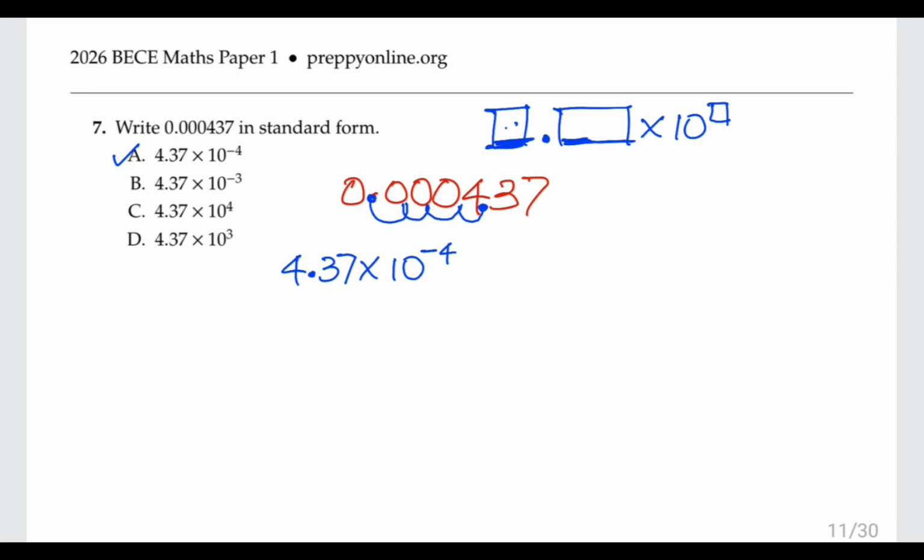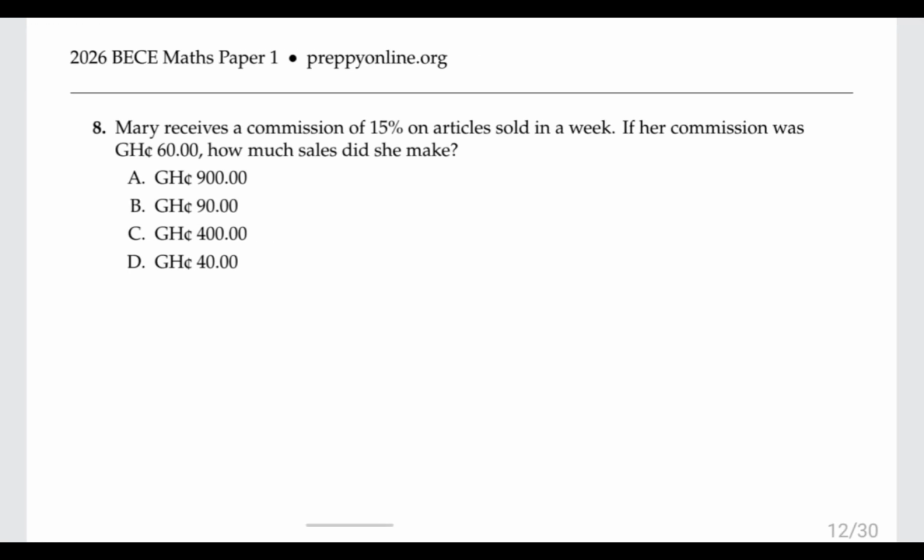All right, the next problem is number 8. Mary receives a commission of 15% on articles sold in a week. If her commission was 60 cedis, how much sales does she make? So her commission is 15% of sales. Let me just write that. Let's write C for commission. C is always 15% of sales.